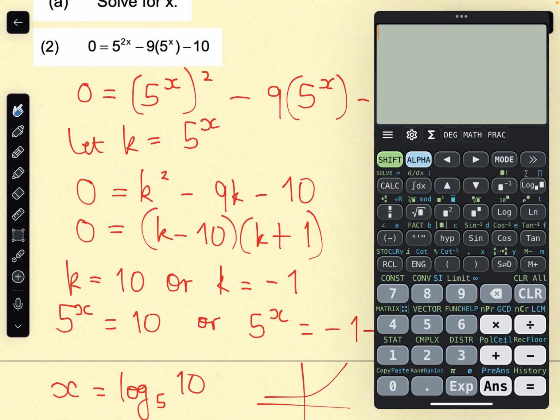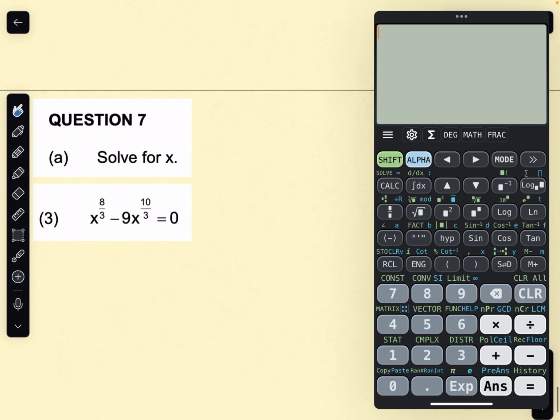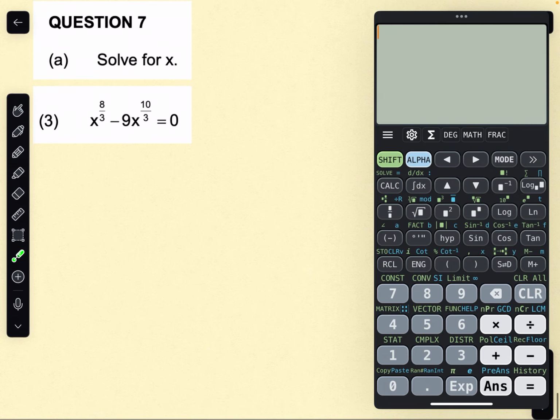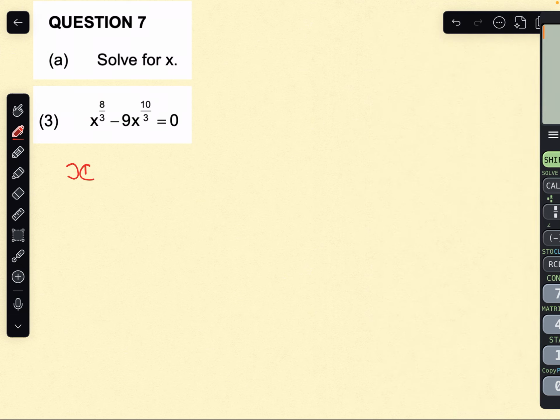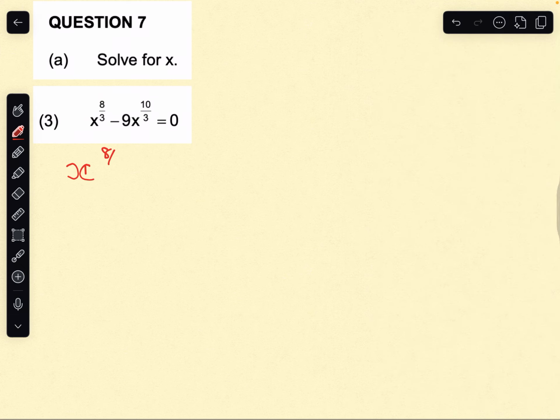Moving along. Okay, so that one was nice and quick. And then the last one, x to the power of 8 over 3 minus 9x to the power of 10 over 3 is equal to 0. What I immediately want to do here is to take out a common factor, right?